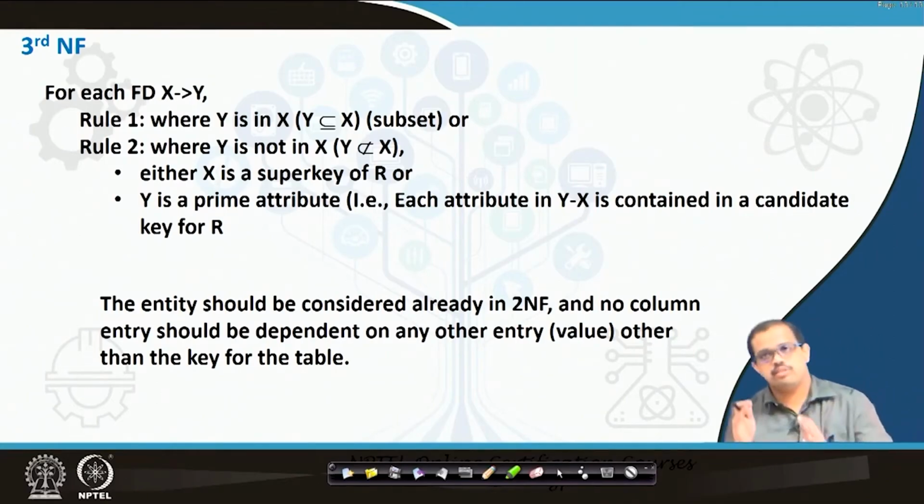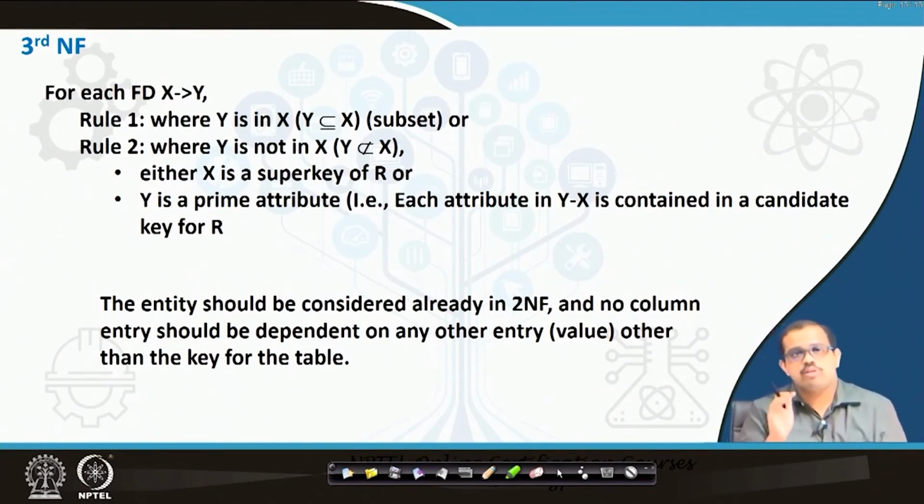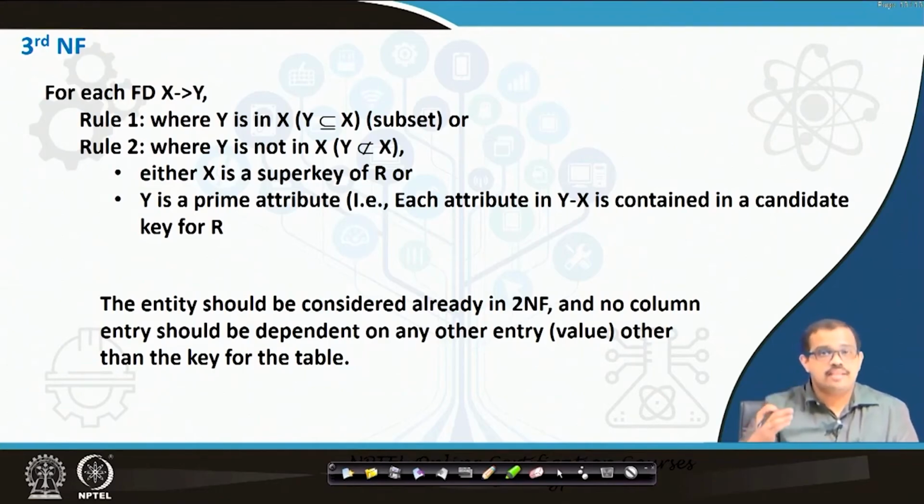form, which means you should already have the entire table in the second normal form, and no two columns entry should be dependent on any other entry other than the key for the table. Okay. So, if you understand it, other than the primary key for the table.